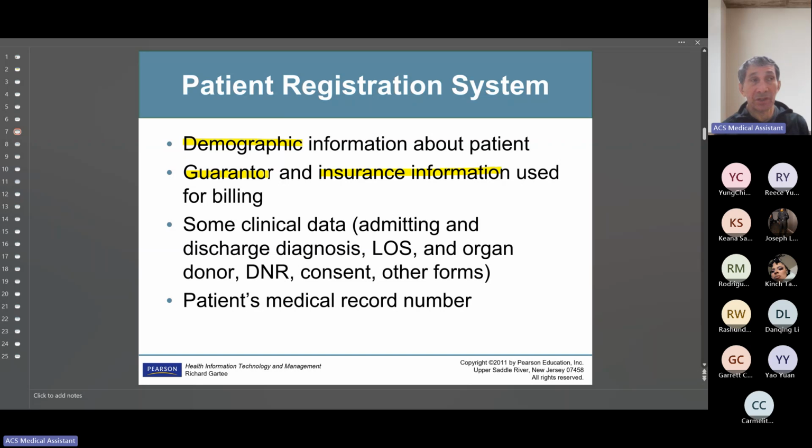So all this information that is collected at the time of registration, this is the time when you join the practice. That's basically what it is. We are going to assign you a medical record number now.